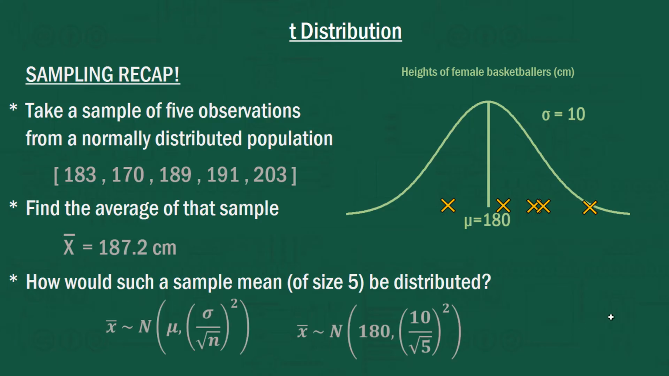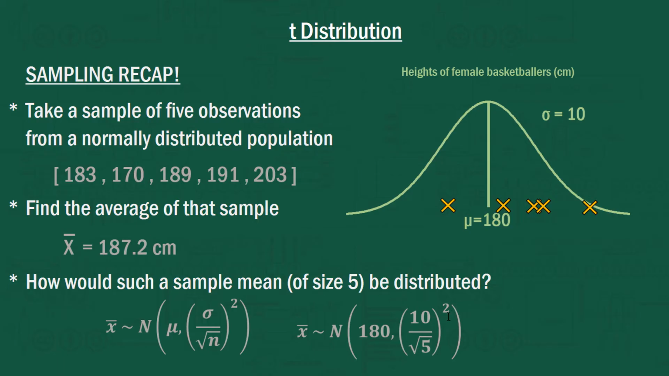Now if we can assume that the underlying distribution is normal, then the sample mean will also have a normal distribution with a mean of mu, which is the true population mean, and a standard deviation of sigma on root n, sigma being the population standard deviation, and n being the sample size, which in this case is 5. So if I was to repeat taking this sample, say 100 times or 1,000 times, the distribution of those sample means would look a little bit like this.